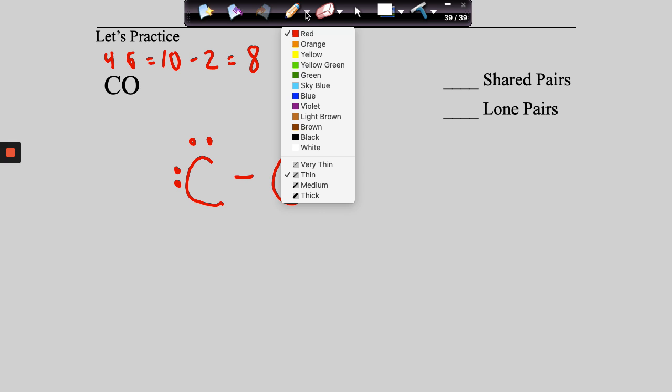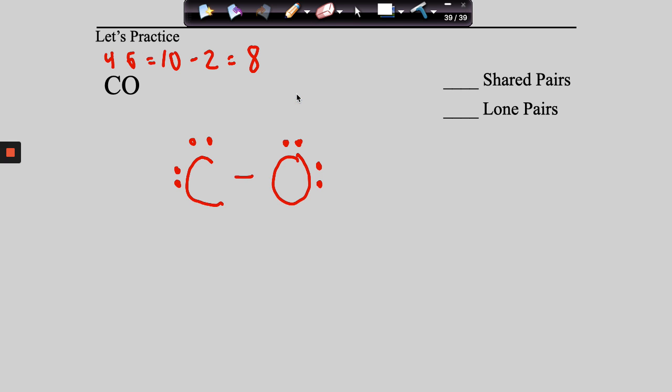So now we need to check the octet rule. And as we check the octet rule, we see that this carbon only has 6. So what are we going to do? Well, we're going to take a pair of electrons off the oxygen, and we're going to move them in there, and we're going to create a double bond. Now checking again, this carbon's got 8, so it's all happy.